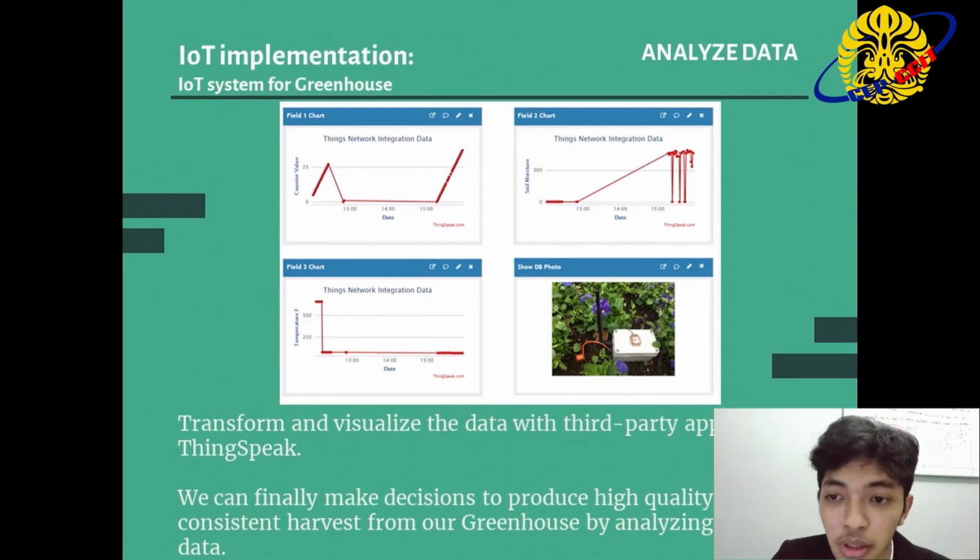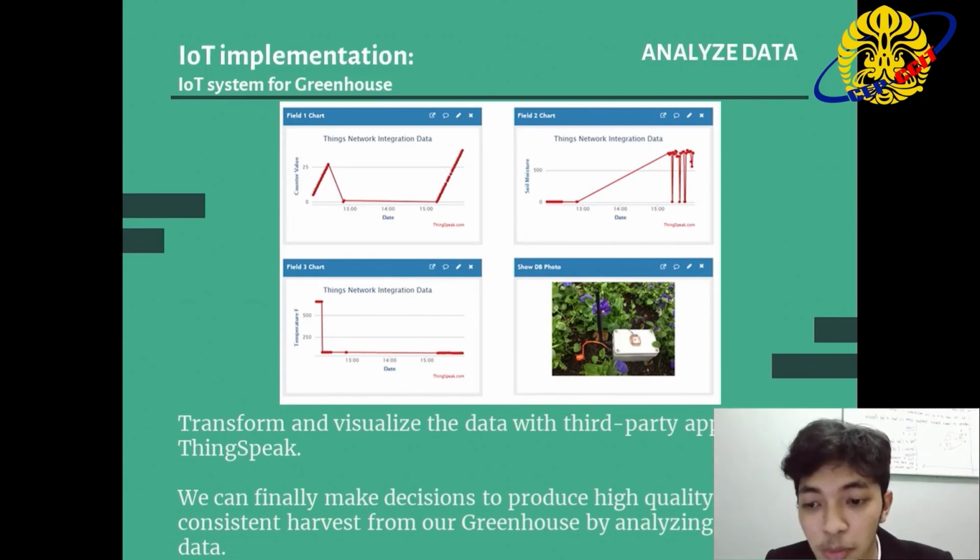And finally, we should analyze the data. To analyze the data, we can transform and visualize the data with a third-party application, ThingSpeak. We can finally see the meaning of our data in a graph, and by doing this, we can finally make decisions to produce high quality and consistent harvest from our greenhouse by analyzing the data.